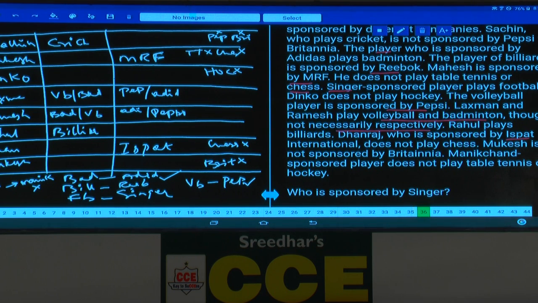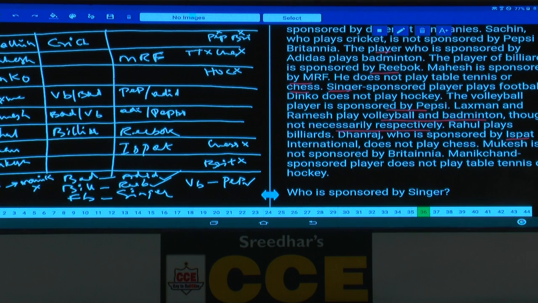Now coming to this one, Britannia and billiards and Reebok. Where can we have billiards? Billiards and Reebok is definitely there. Now we have used this information. Now we are left with what? Football and Singer. Sachin cannot play football because he's already playing cricket. Can Mahesh play football? No, because if Mahesh plays football, then this person must be Singer, which is also ruled out.